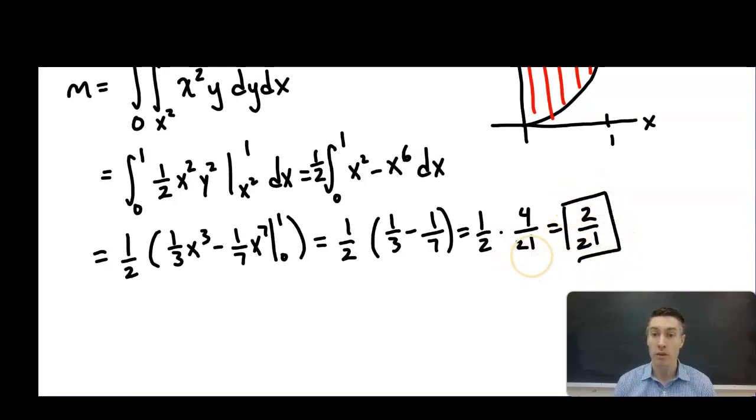So the mass of the lamina that takes up this region with the density function of x squared y is 2 over 21. And we're going to hang on to that value because we will need it in later problems.